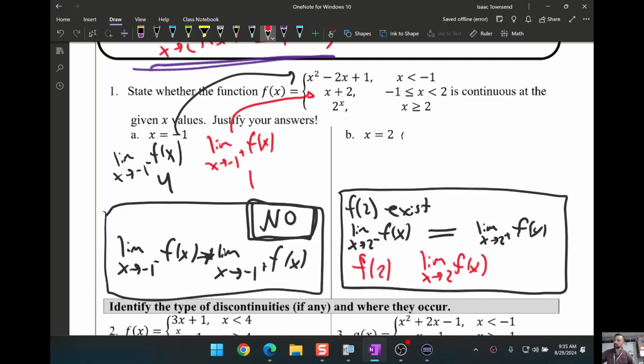Plug 2 up in here. 2 squared is 4. So those are equal as well. First, second, and third part of the definition are being met. So yes, it is continuous.